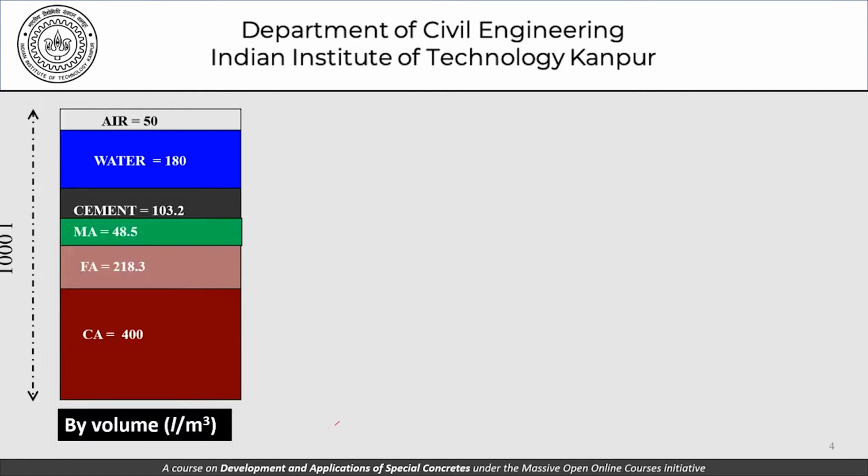Now, this is an old slide from the proportioning that we carried out for normal concretes, as a part of the review of our understanding of normal concretes. We can see that coarse aggregate constitutes about 40% of the entire concrete mix by volume. Fine aggregate is another 22%. Mineral admixture is about 48 liters. Cement is about 100 liters and water is about 180 liters, that's about 18%. Cement and mineral admixtures constitute about 150 liters, that's about 15% of the concrete by volume, air being taken as 5%.